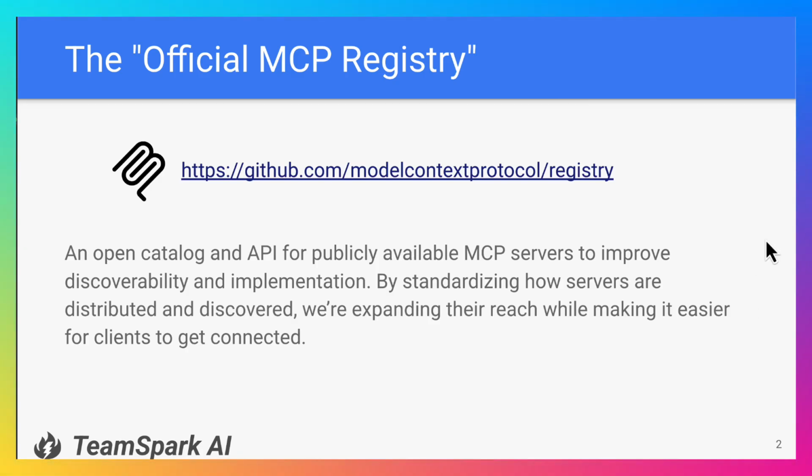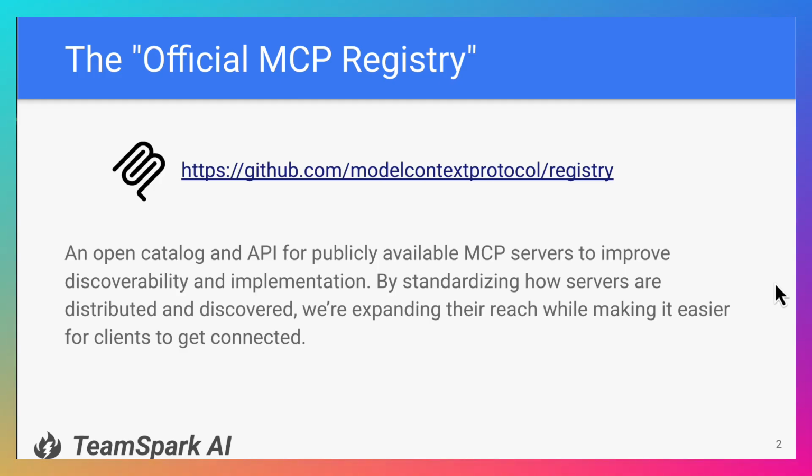So to start with, the official MCP registry is a project from the MCP group. It's an open catalog and API for publicly available MCP servers to improve discoverability and implementation. By standardizing how servers are distributed and discovered, we're expanding their reach while making it easier for clients to get connected. So they're solving a pretty big problem, both in terms of not just how we discover MCP servers, but also how we're able to configure and install them in a way that's maybe a little more user-friendly.